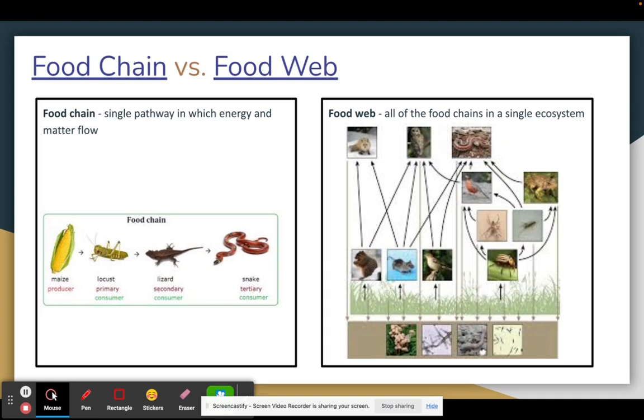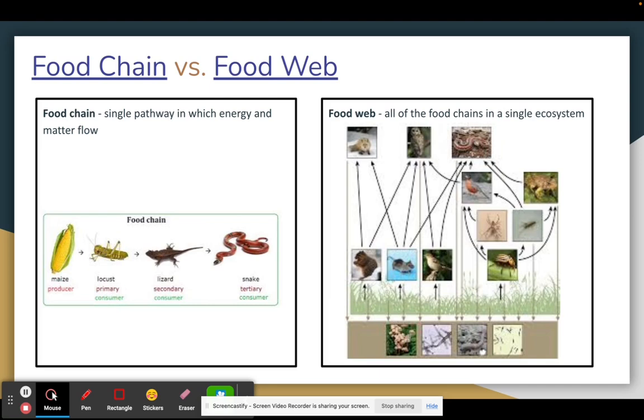So you have the corn that's eaten by the locust. The locust is then eaten by the lizard, and then the snake eats the lizard. So that would be one direct path that the energy and matter flow, starting always down at the bottom with your producers. Now, comparatively, the food web is all of the food chains in a single ecosystem.